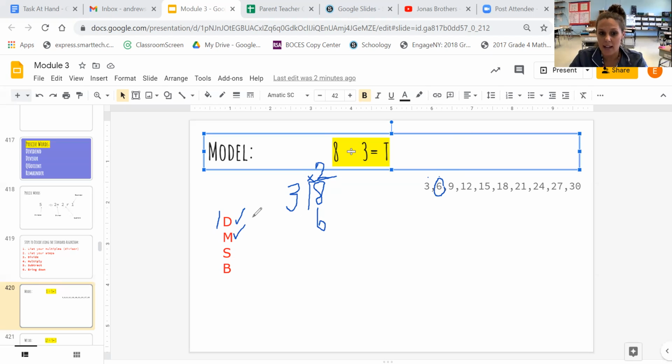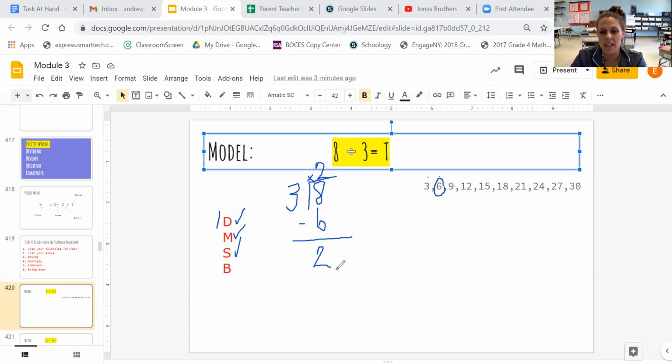Multiplied. Check. We did it. Next, S is subtract. So we're going to subtract that 8 minus 6, and I'm left with a difference of 2. That's me subtracting. Now, I'm going to try to divide.